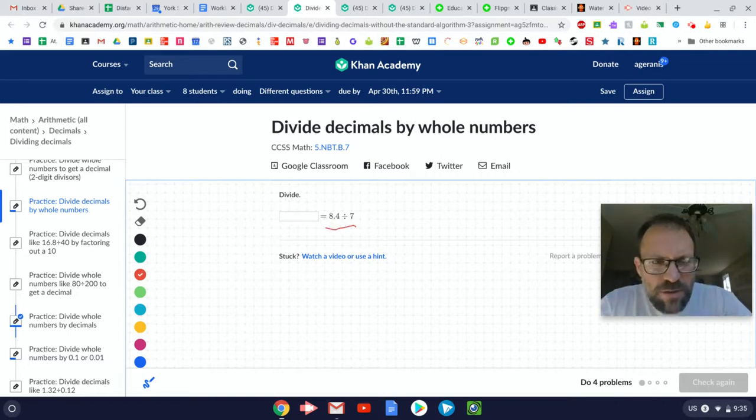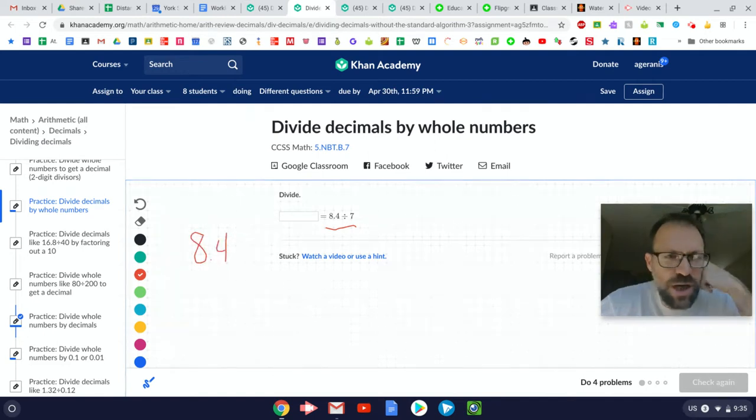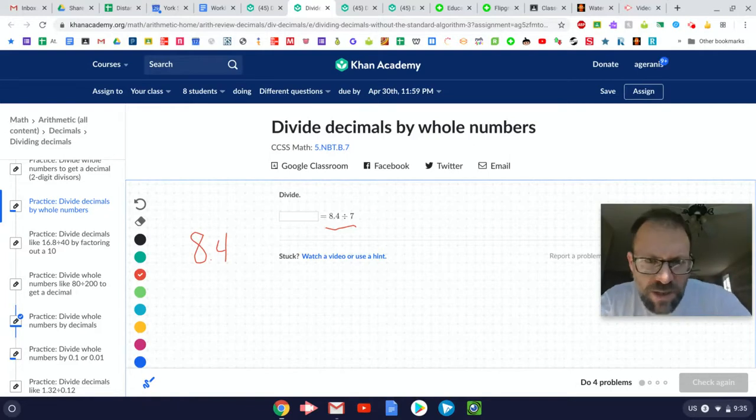So let's go ahead and think of 8 and 4/10 as a collection of tenths, right? If they're just tenths, then we can divide those tenths up by 7. So we know we have 4/10, right? That part's easy. The real question is, how many tenths are in 8 ones?